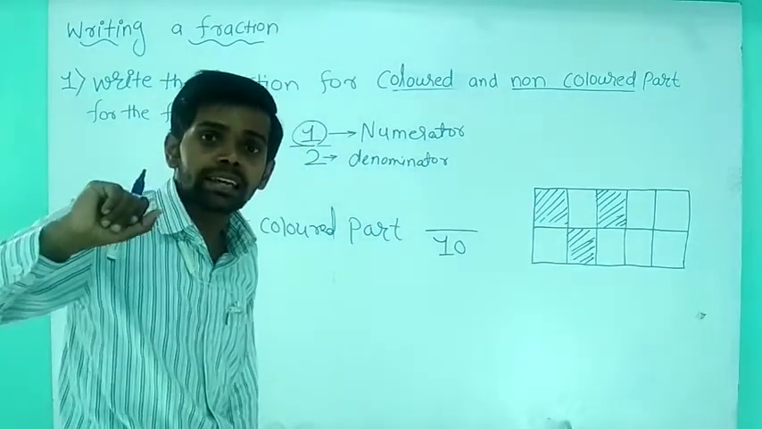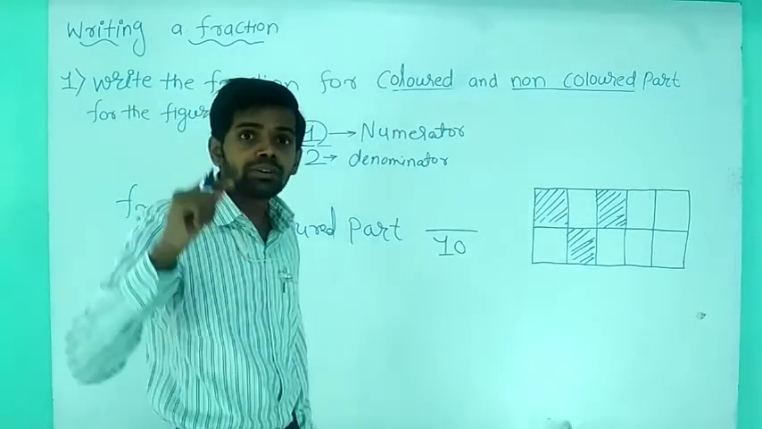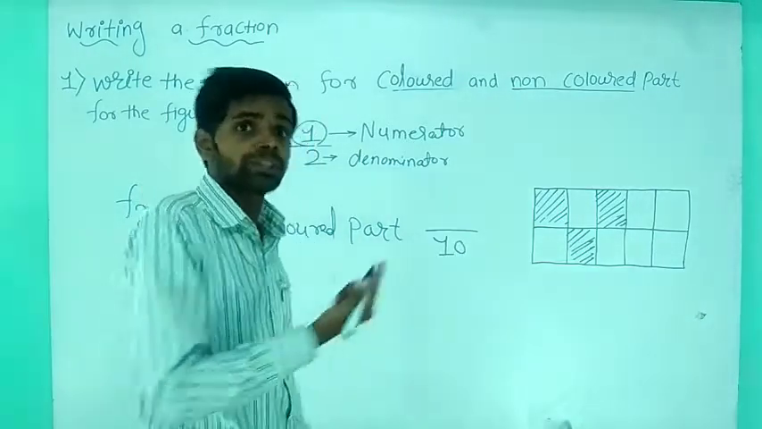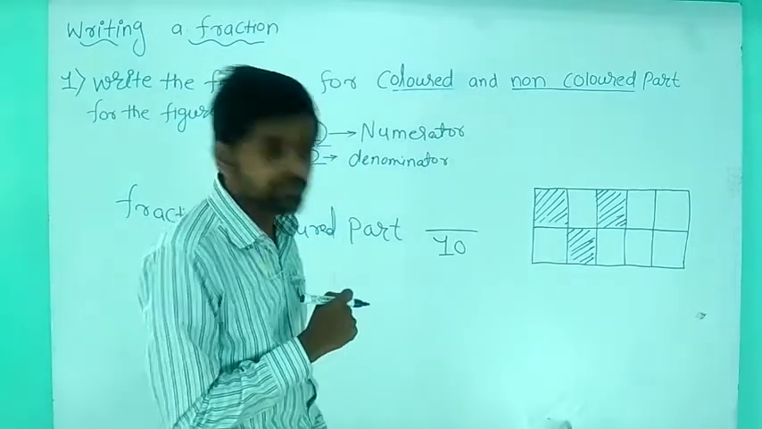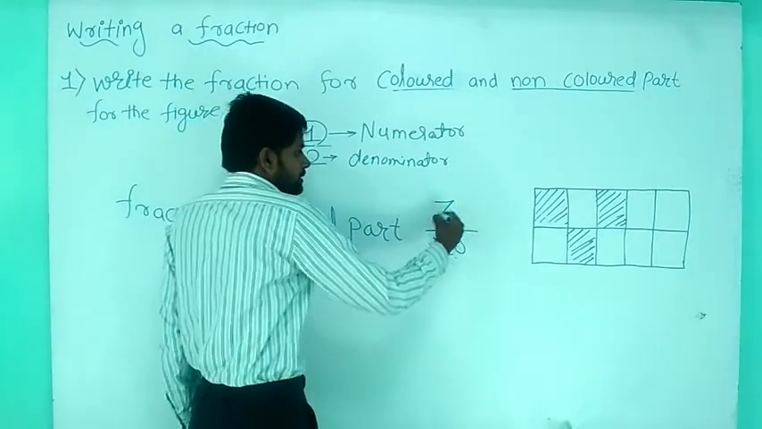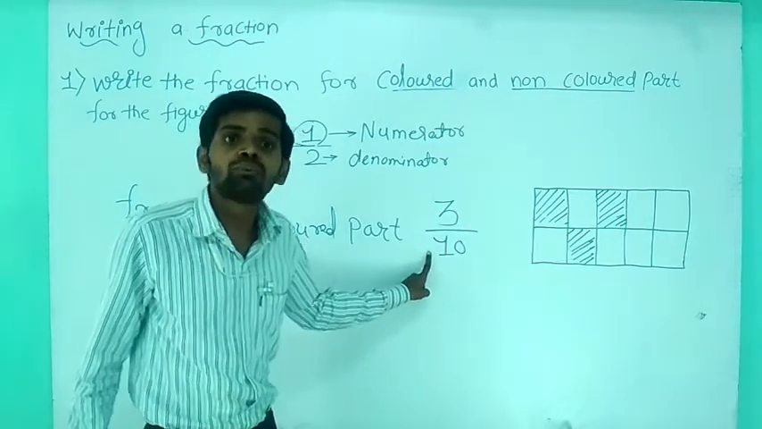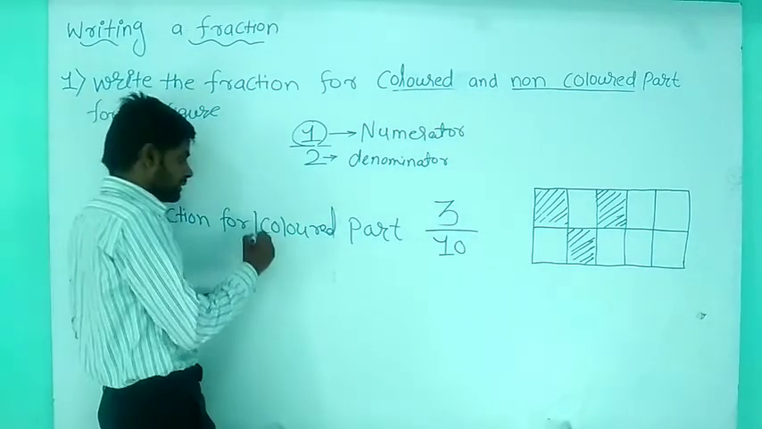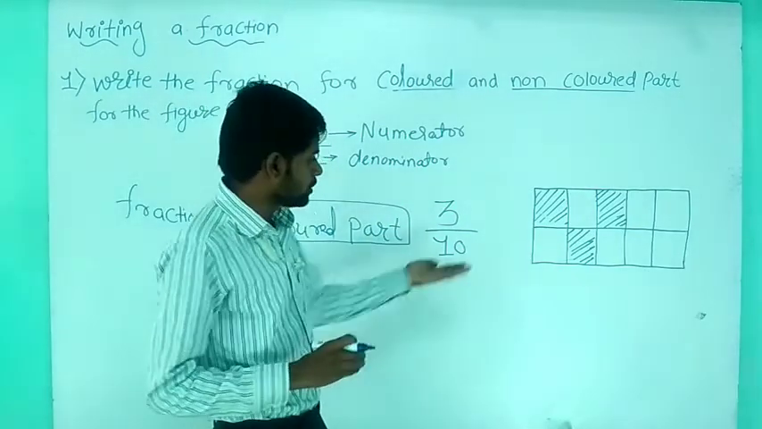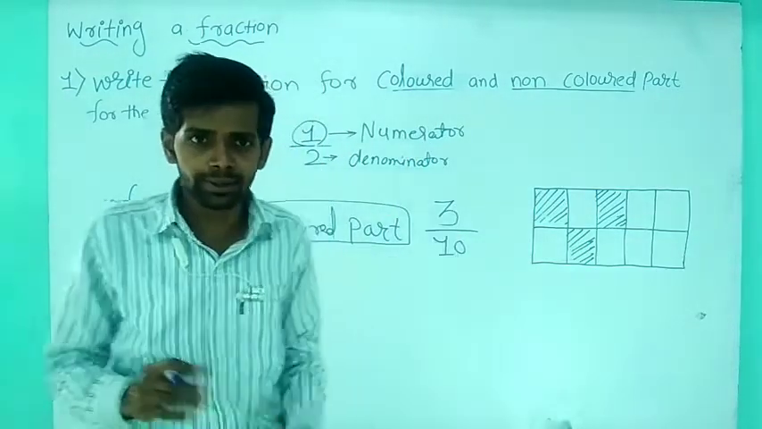But what will we write on top? The colored ones. We have to write the fraction for the colored part, so we will write the number of colored parts on the upper side. Out of 10, how many are colored? 1, 2 and 3. So there are 3 colored parts. So that is 3 by 10, the fraction for the colored part. It is very simple: write the total number of parts below and the number of colored parts above.